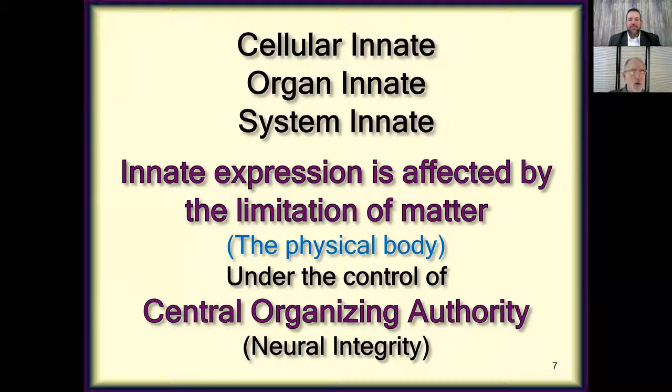And then that whole organ has to have all the cells in that organ functioning as a neighborhood. Mm-hmm. And then they have to work within the systems. We're a closed loop system. The human body is a closed loop. All these various systems in it have to work in balance with one another for us to obtain optimum health. And it all is based on the innate expression all the way down to the cell, to the organ, to the system. So the innate expression is affected by the limitations of matter.